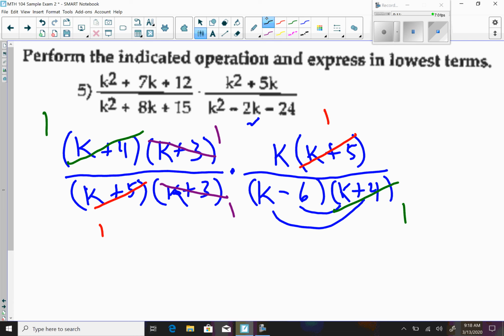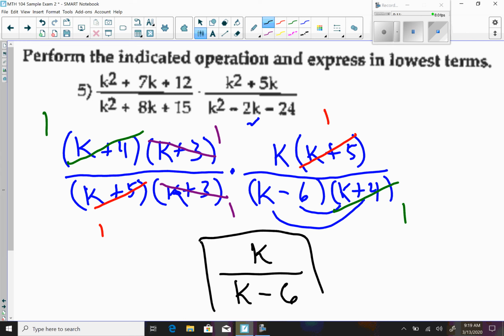Now we multiply everything that's left over. I see 1 times k times 1 on top. On the bottom is 1 times k minus 6 times 1, which is k minus 6. k over k minus 6. We're done.